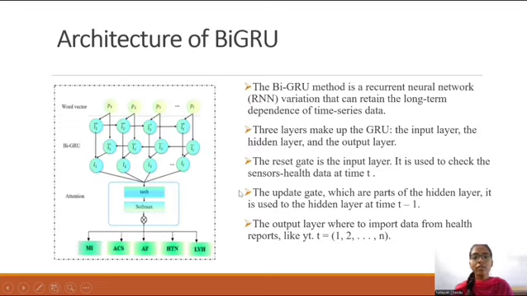Now the architecture of the bidirectional gated recurrent unit. In this we have three layers: input layer, hidden layer, and output layer. Reset gate is the input layer, update gate is the hidden layer, and the output layer is where the data is imported from health reports.